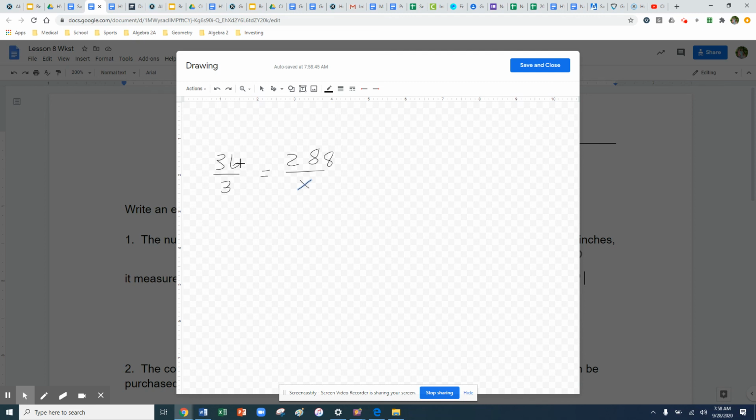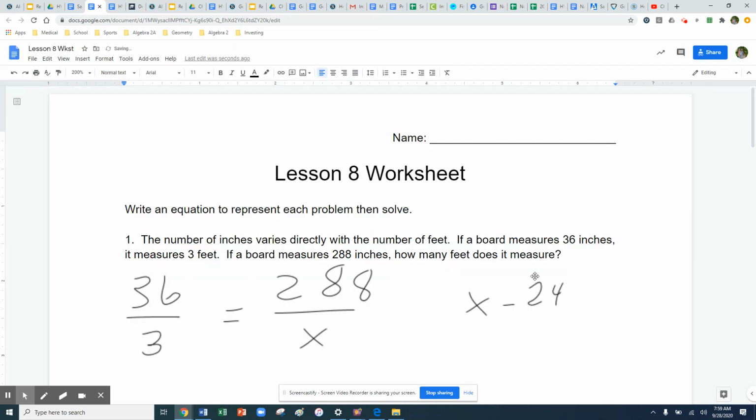Once we have that, we can cross multiply and divide. We'll take 288 times 3 divided by 36, and we would get x is equal to 24. And there it is. I can't get it to say equals there, but that'll work. And it'll just put your little drawing right into your problem.